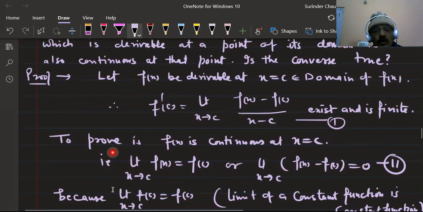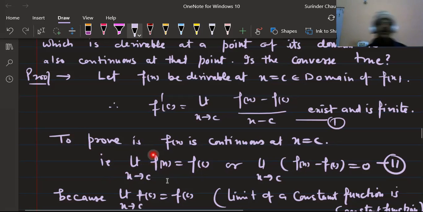So the limit as x goes to c of f(x): when will this exist? If the left limit at x equals c exists and the right limit as x goes to c exists and both are equal to the value of the function, then the function will be continuous. So we have to find the limit from both sides.